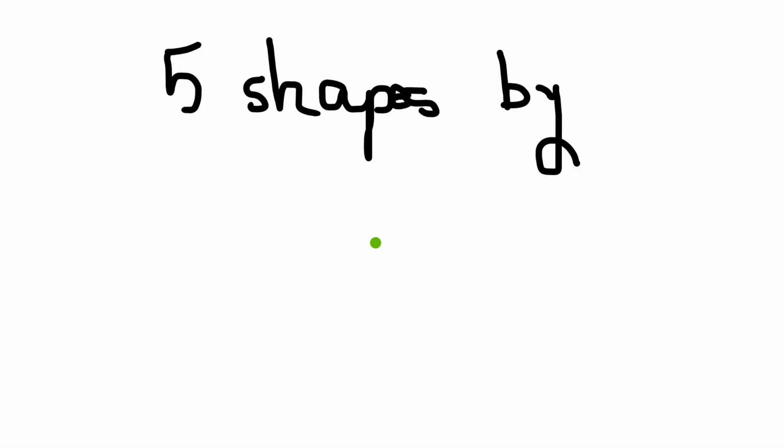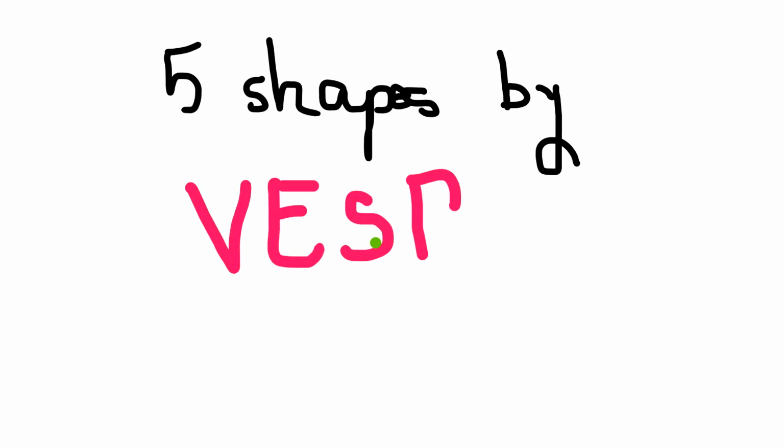In this lecture we will be talking about the 5 shapes that are predicted by VSEPR theory. Basically, in my previous lecture I told you about the formation of the 5 shapes. So in this lecture we're going to discuss those 5 shapes in detail. So let's get started.